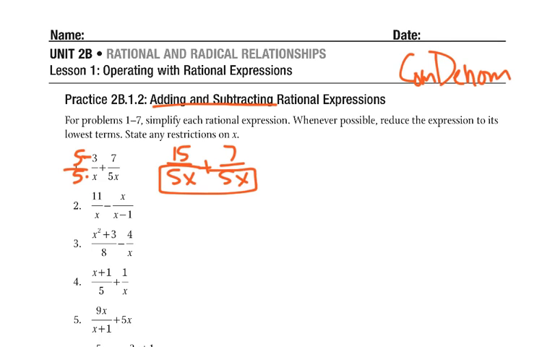Now, because we're adding, same denominators, it stays. 15 plus 7 becomes 22, and we can't simplify that at all, so there's our answer.